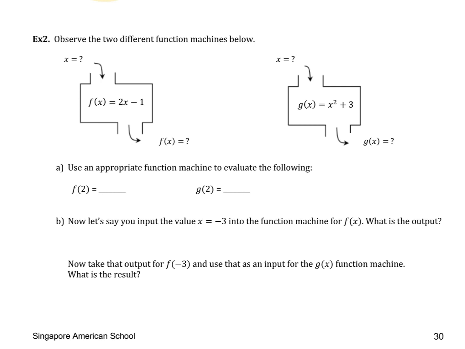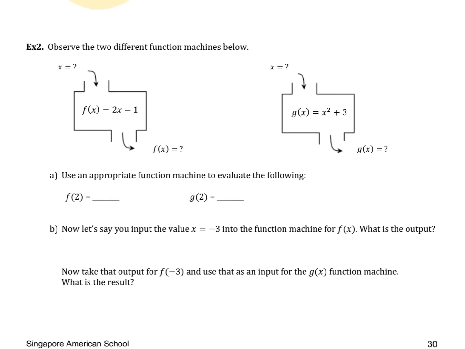Okay, f(x) is 2x minus 1, and g(x) is x squared plus 3. So yeah, you can figure out this pretty quickly, that f(2) is 4 minus 1, which is 3. Whoops, I need a pencil. Is 3, and g(2) is 4 plus 3, which is 7. Let's put the value x is negative 3 into the f function. We're going to put negative 3 in there.